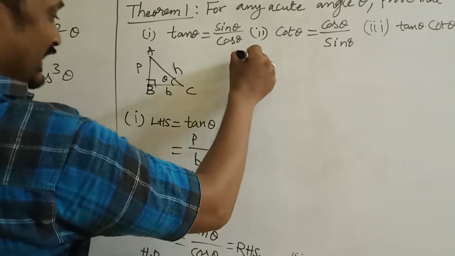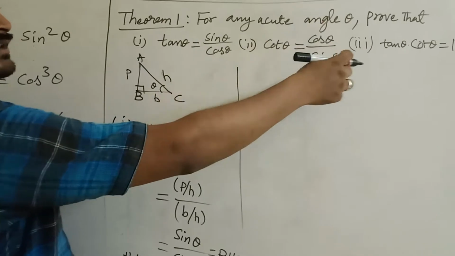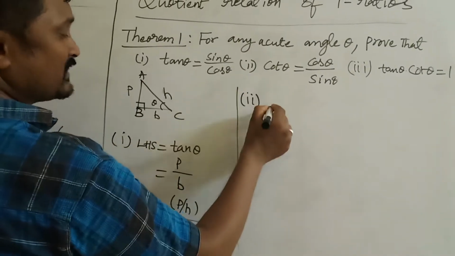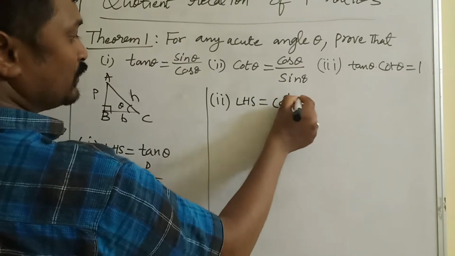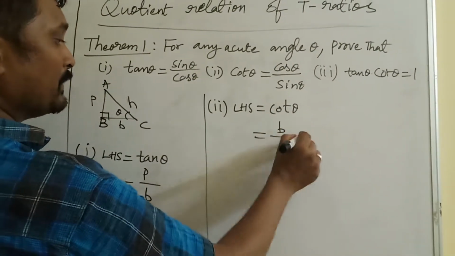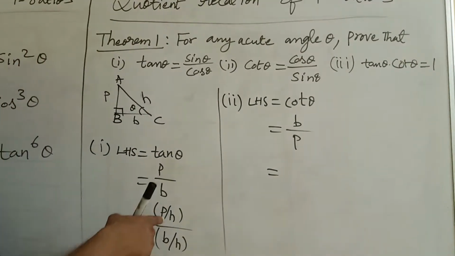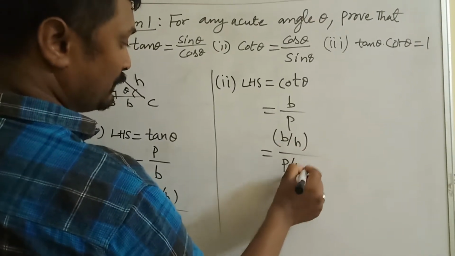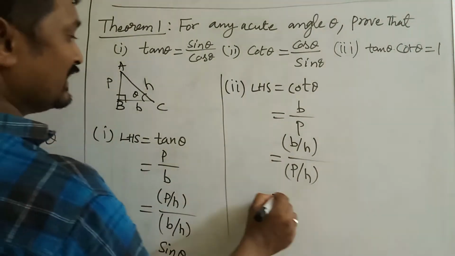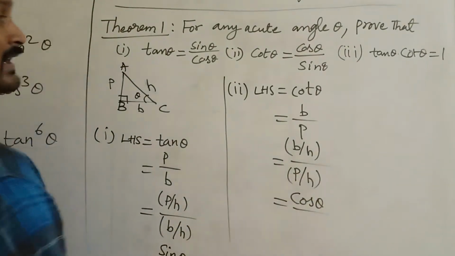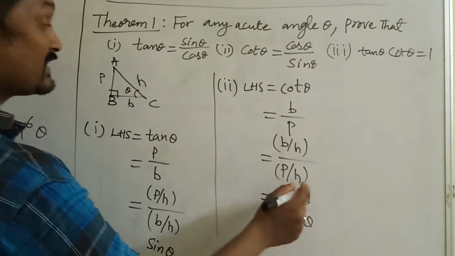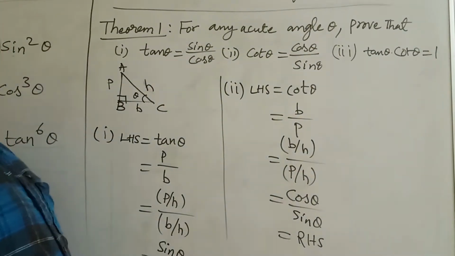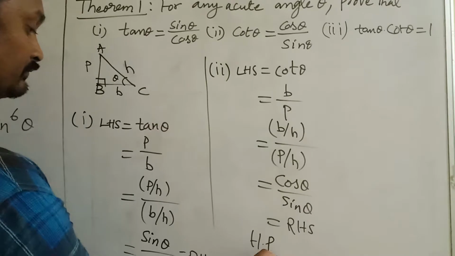Okay, now we are going to the next one. What is the next one? Cot theta is equal to cos theta upon sin theta. Can you do it? It is very simple. I will help you. First, what is the LHS here? Cot theta. What is cot theta? You know, base upon perpendicular. Now in the same manner, divide numerator and denominator by the hypotenuse. So base upon hypotenuse, perpendicular upon hypotenuse. Base upon hypotenuse is nothing but cos theta. Perpendicular upon hypotenuse is sin theta. So cos theta upon sin theta, that is your RHS. See the magic: you took the LHS and proved the RHS. Hence it is proved. Clear?